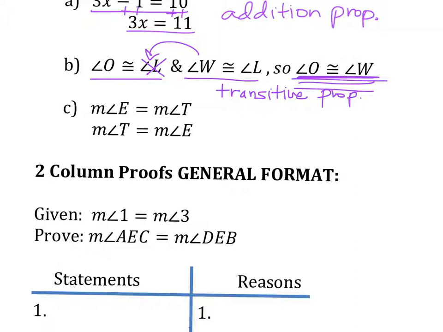All right, if the measure of angle E equals the measure of angle T, then the measure of angle T equals the measure of angle E. What's that one? That's symmetric. Any questions so far?